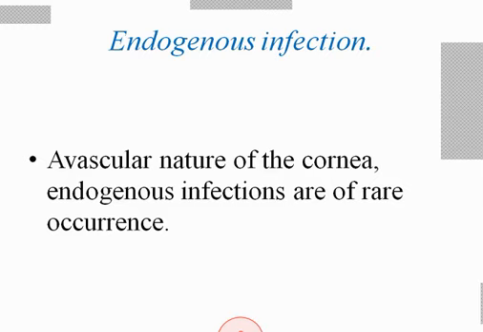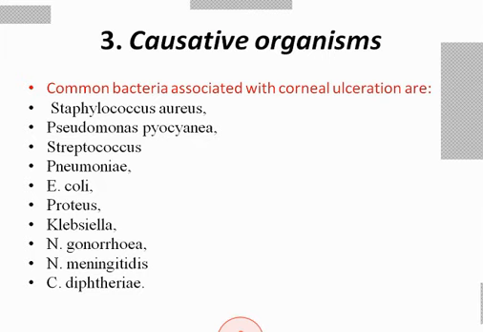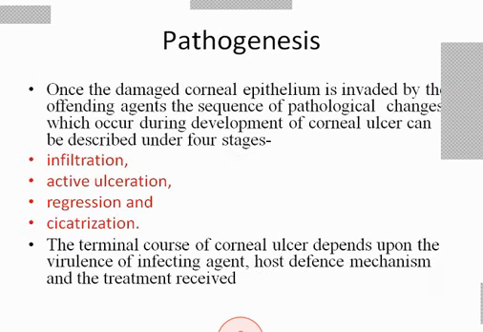So endogenous corneal ulcers are very rare, except in endothelitis. It's a different condition which is beyond the scope of your undergraduate knowledge, so we don't go into endothelitis. These are all the common bacteria associated with corneal ulcers: Staphylococcus, Pseudomonas, Streptococcus pneumoniae, and then E. coli, Proteus, Klebsiella, gonorrhea, and then meningitis, diphtheria, all these things.